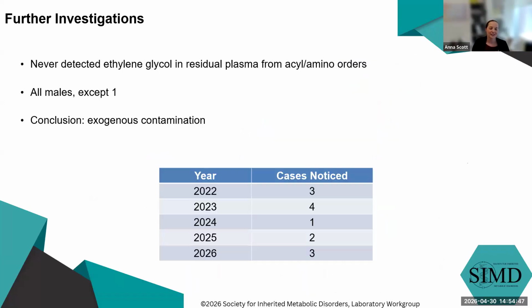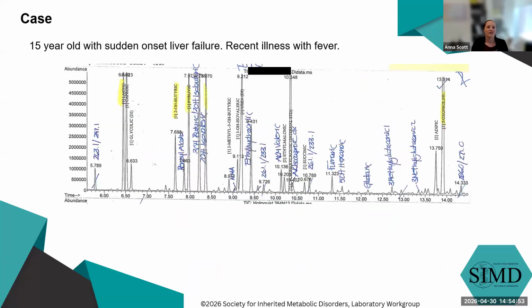But it is definitely exogenous and convinced myself over time that this is true. All right, almost there. 15-year-old sudden onset liver failure with a recent fever.